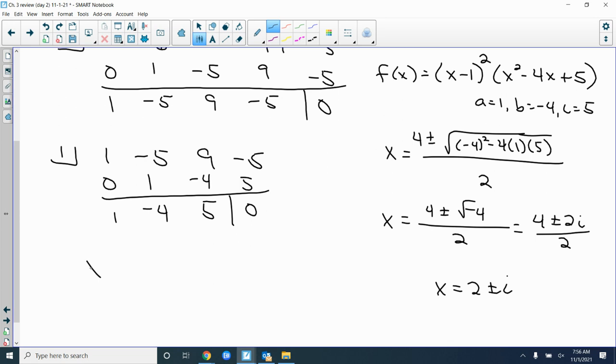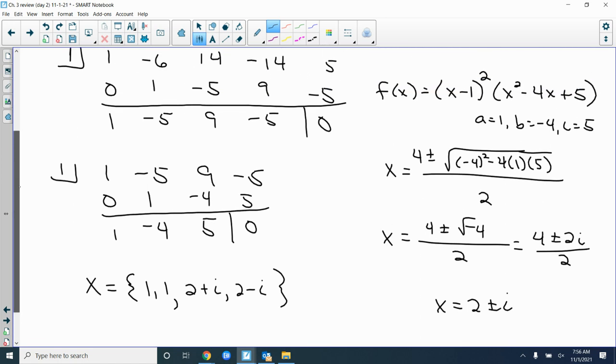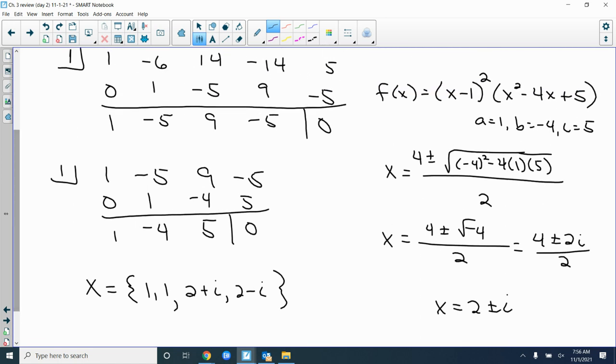All right, so your roots, you would only need to list the one time, but we always talked about the rule that with a 4th degree you have to have 4 roots counting multiplicity and complex zeros. So technically it's a double root. You could list it twice if you wanted to. Not necessary. 2 plus i and 2 minus i. Okay, for that.